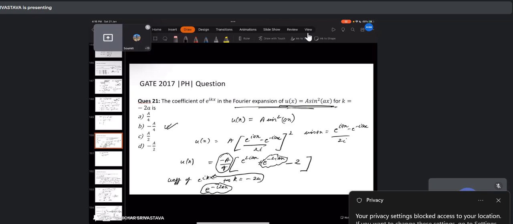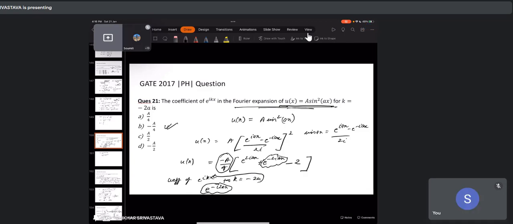Will you cover Laplace transform in the next class? Will you cover Laplace transform by any chance in the next class? Yeah. In the next class, I will be doing Laplace and Fourier.